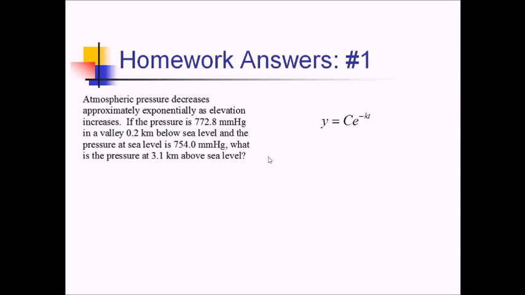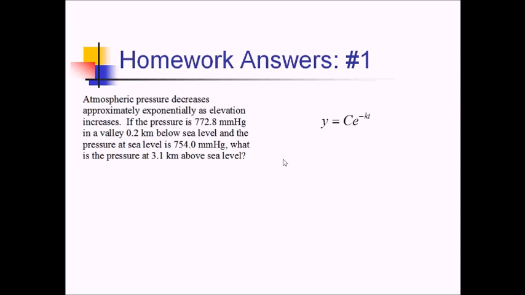So on this one, the tricky thing is that they're not giving us a time for input. The input in this problem is actually the elevation. So the t in this formula is really talking about the elevation. And then the y, the output, and also the C value, those are both going to be in units of pressure. Okay, so what do we need to really figure out?